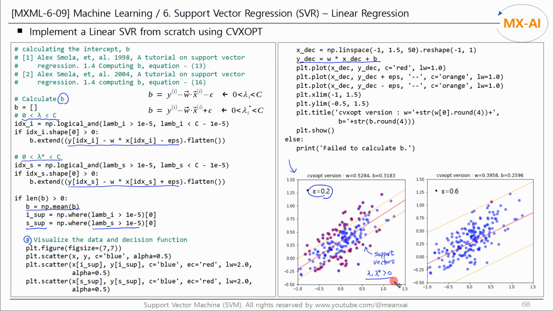This is the result of setting the epsilon to a slightly larger value of 0.6. There is one support vector here. You can see that as the epsilon increases, the regression line becomes slightly flat like this.